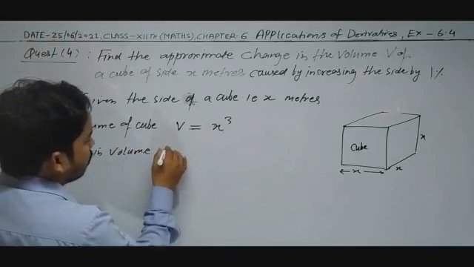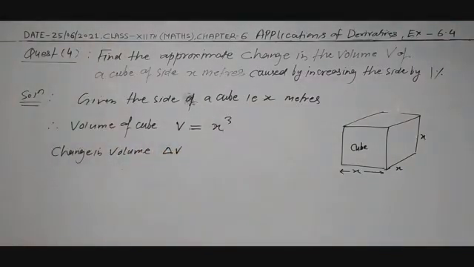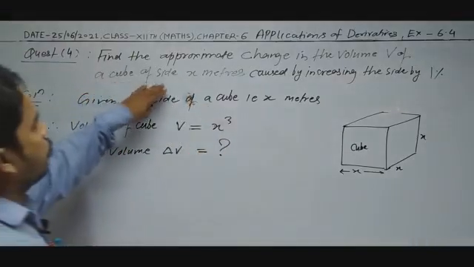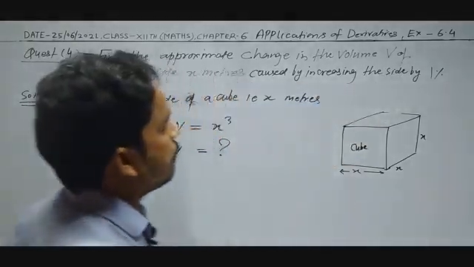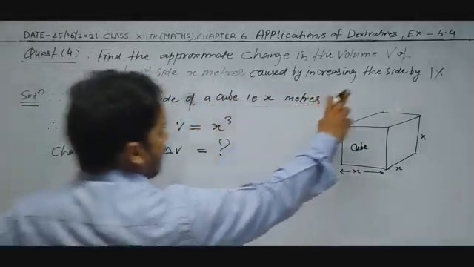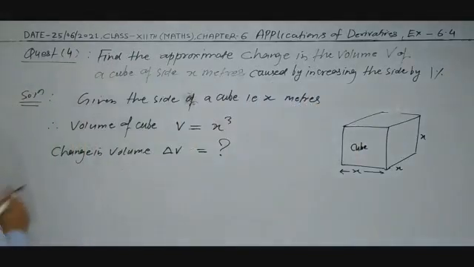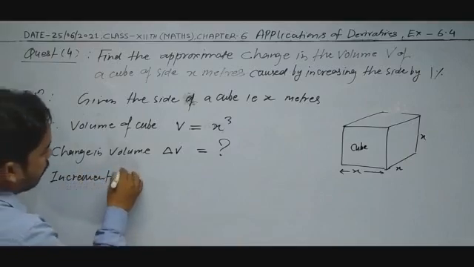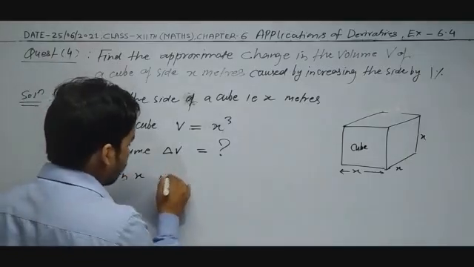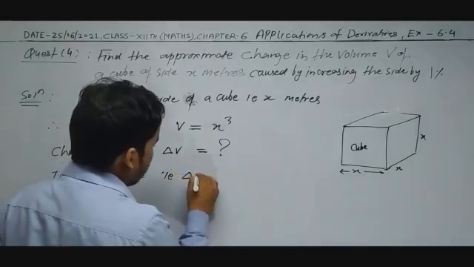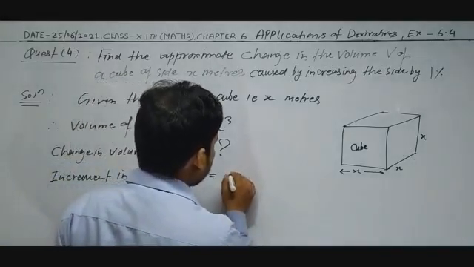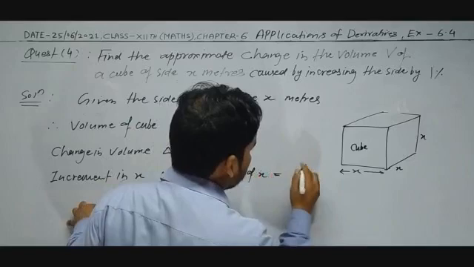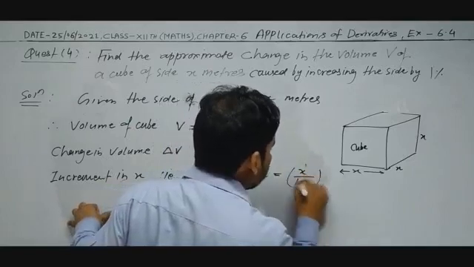Change in volume, that is del V, is the question mark we have to find, of a cube of side x meter caused by increasing the side by 1%. It means this is the increment in x. So increment in x, we can say, that is del x is equal to 1% of x. Its result will be x by 100.